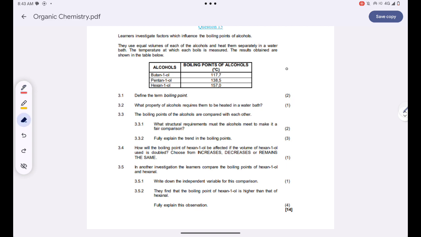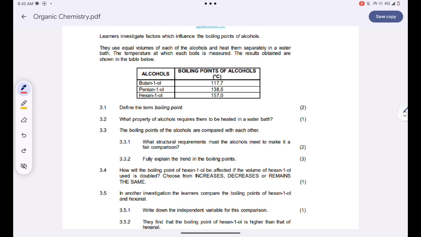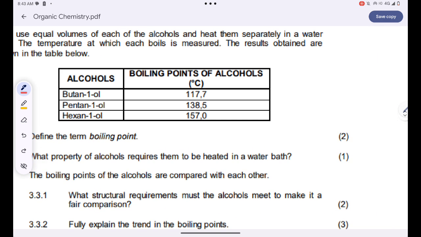Why? Because if you calculate the molecular mass for butan-1-ol, that's C4H10O, we'll simply get, let me check, I have 4 carbons. Each carbon has a molar mass of 12, so that's 4 times 12 plus 1 times 10 plus 16. This will be 74 grams per mole.